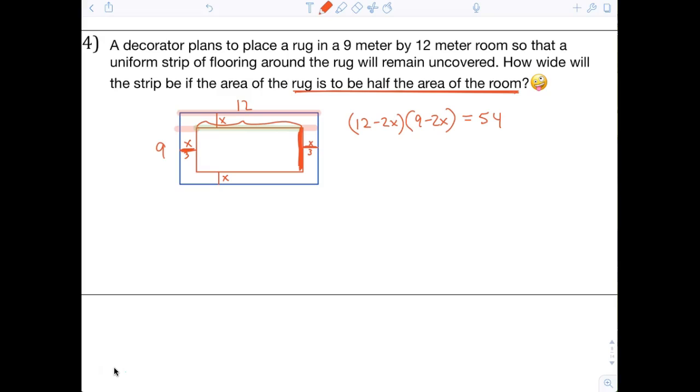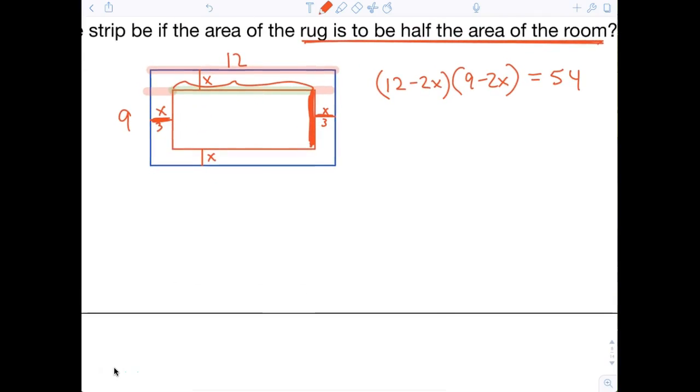What, Will? How did you get minus 2x? Because there's an x on either side. There's an x here and an x here. What's x plus x? 2x. So I cut that from 12. The whole thing is 12. Oh, I see. So 12 minus 2x.